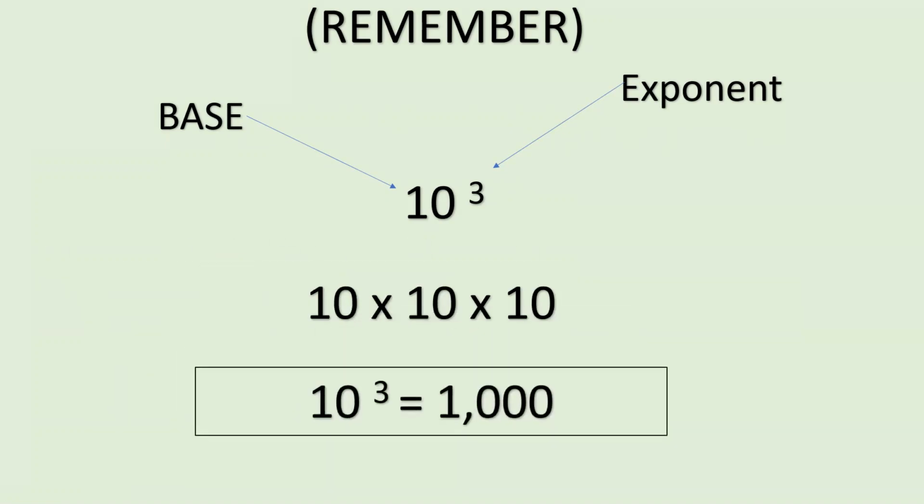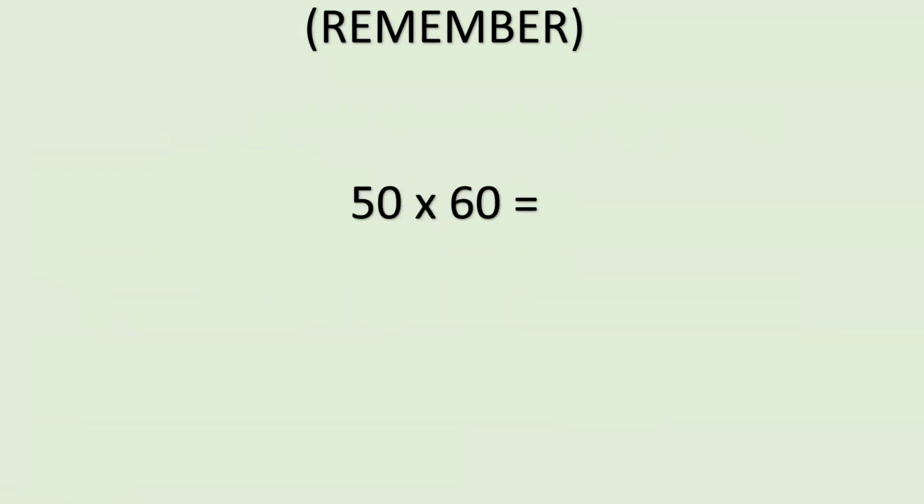And remember, when you're multiplying by powers of 10, there's a pattern. The exponent will just tell you how many zeros are in the answer. So to review yet again, 50 is a power of 10 because it ends in a 0, and 60 is a power of 10 because it ends with a 0. You can get rid of those zeros, multiply 5 by 6 to get 30, and then throw those zeros back on to see what 50 times 60 is. And that answer is 3,000.